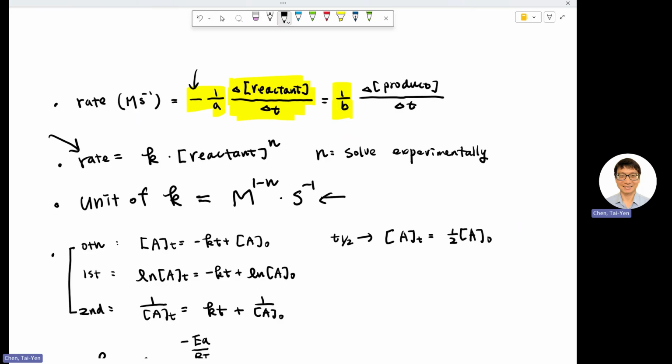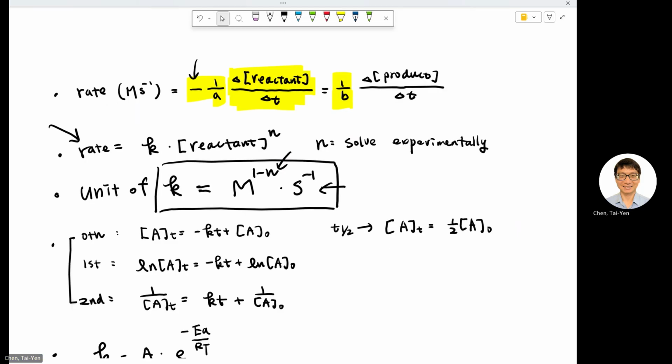Then we also say that for different orders of reactions, you can use the unit of your rate constant k to know the overall reaction order. So remember the unit of different orders is important. This is just a general expression to tell you that n is the overall reaction order. If you have zeroth order, first order, second order, you can just plug that in so you will know the unit of your k.